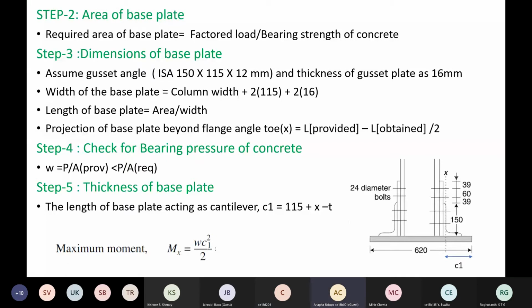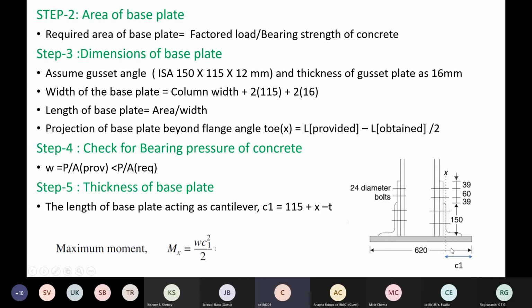406 millimeters. Yes, right. So here, to know the projection of the base plate, this value will be there, no? You can see in the figure, right? I am showing the projections beyond this angle. What is that value we have to calculate?